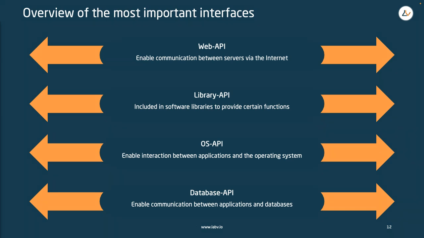There are some basic differences to be noted, maybe, because it's very technical. A web API communicates over the internet using protocols. A library API is part of a software library and it communicates internally with an application. The operating system API just enables communication between an application and the operating system, such as Windows. And a database API enables communication between an application and a database.